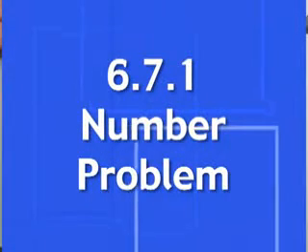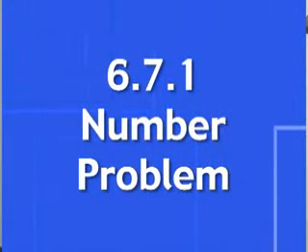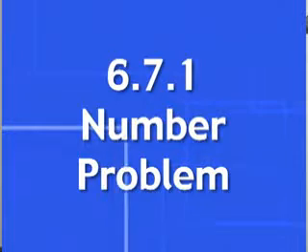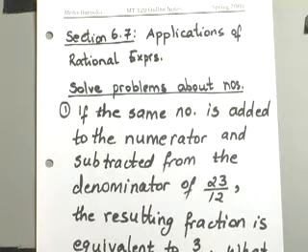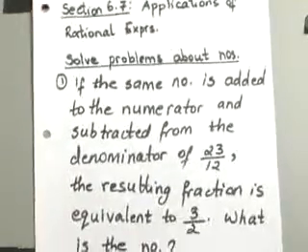Alright, let's go ahead and start with section 6.7. Section 6.7 talks about the applications of rational expressions. Where would you use rational expressions? We're looking at a couple of different examples here just to get an idea of how to work with them. The first type of example is how to solve problems about numbers.